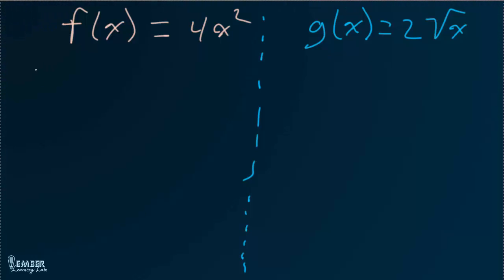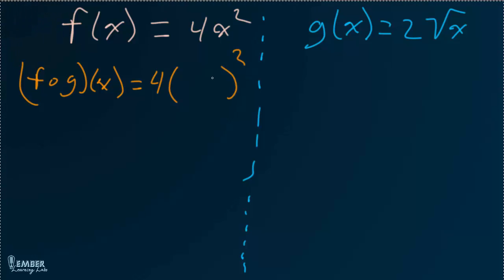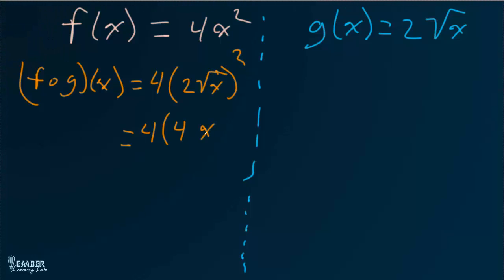To find f of g of x, remember from before, we put g inside of f. So we write down f with parentheses where x is. So it's 4x squared, and then we put g on the inside of that, so 2 times the square root of x. This one happens to be quite easy. We bring down the 4. The squared applies to both, so 2 squared is 4. And then the square and square root cancel, leaving us with just x. So we have 4 times 4 times x.